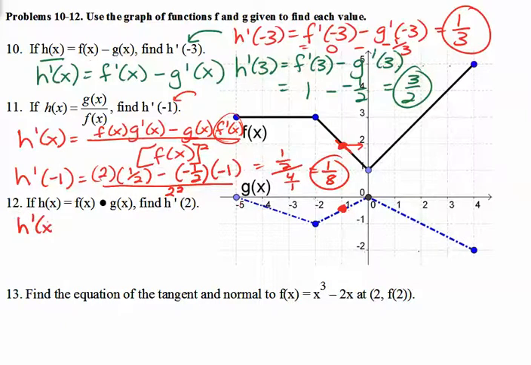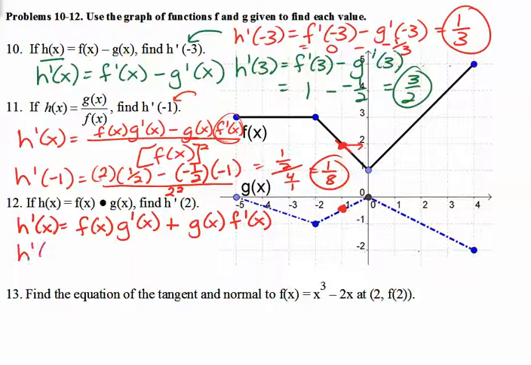To do the derivative of a product, we take the first function f of x times the derivative of the second function, plus the second function g of x times the derivative of the first. And now we want to just put 2 in for those x's. So we want f of 2. Let me make sure I'm reading correctly. F of 2 appears to be a 3.